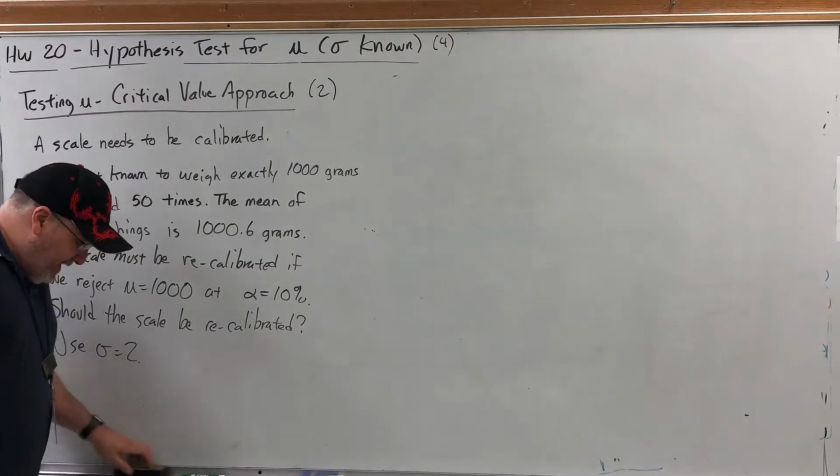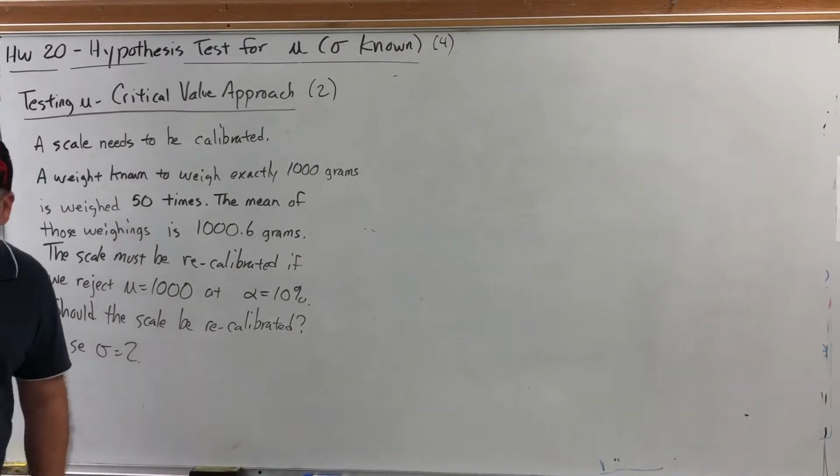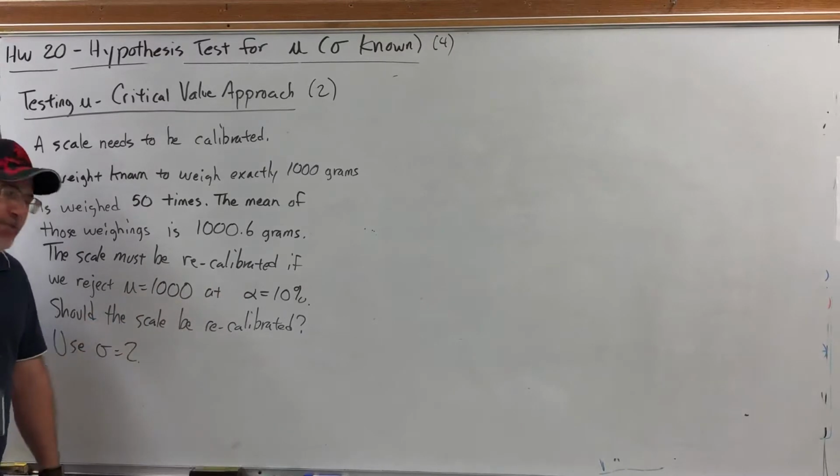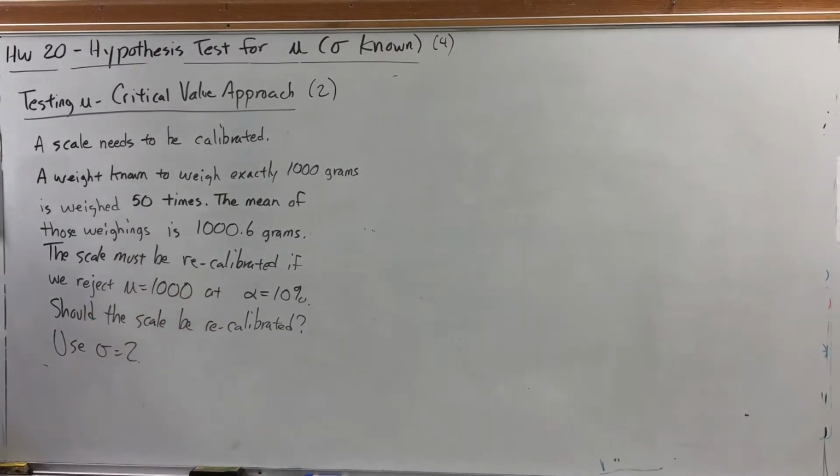This is actually an example of how hypothesis testing is used in certain industries. The scale needs to be calibrated. A weight known to weigh exactly 1,000 grams is weighed 50 times. The mean of those weighings is 1,000.6 grams. The scale must be recalibrated if we reject mu equals 1,000 at a 10% significance level. Should the scale be recalibrated? Use sigma equals 2.